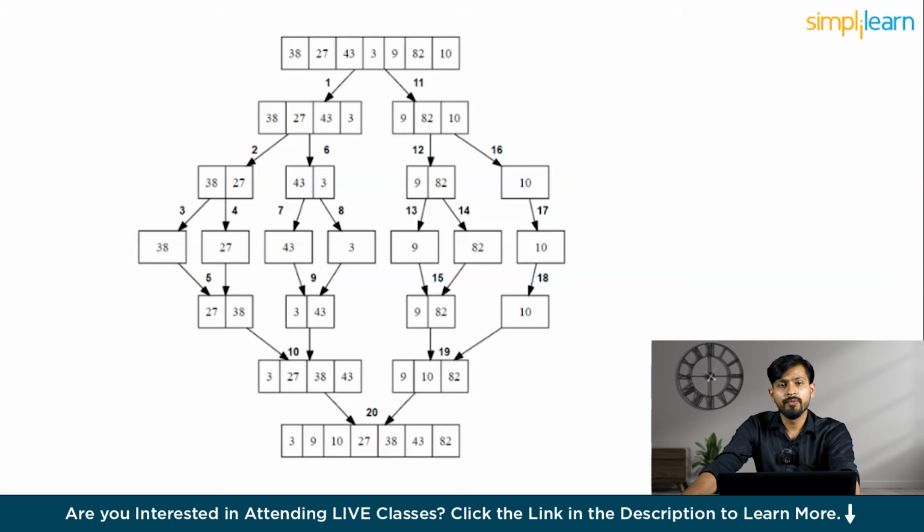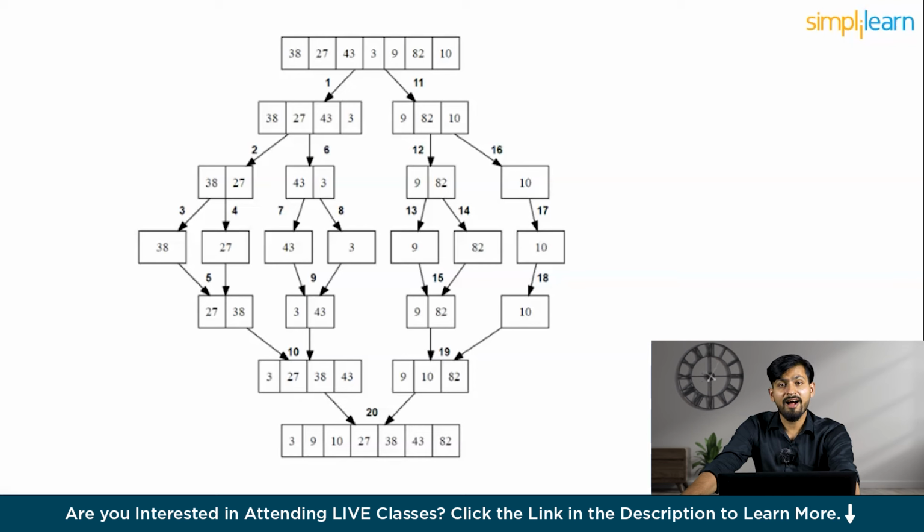Step 4 will be to merge the subarrays. So here would be the merge step. So we are merging 27 and 43. Compare 27 and 43, then merge to 27 and 43. At step 10, we are merging 3 and 9. We are comparing 3 and 9 and merging to 3 and 9. Then we are merging 82 and 10. So we are comparing 82 and 10, then merging 10 and 82.